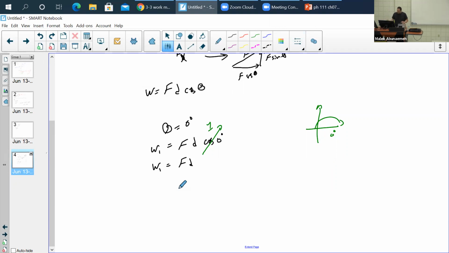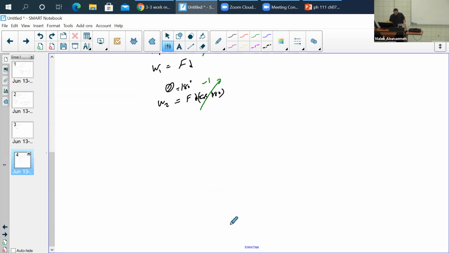Let's say you go backwards, you go at 180. So when theta equals 180 degrees, that means your work, let's call it W2, is going to be F D cosine 180. Cosine 180 is on the other side, so it'll be -1. So your work in this case is going to equal minus F D.